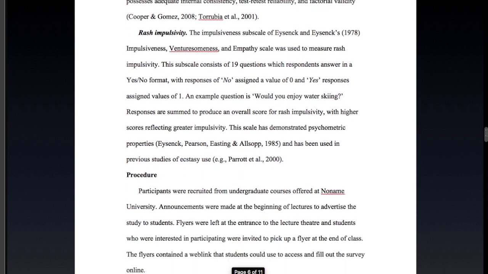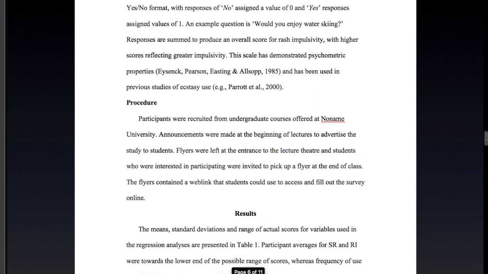So there were a few different materials that we used, and then for some reason here I've gone back to the participants. Participants were recruited from an undergraduate course offered at that university, and announcements were made at the beginning of lectures to advertise the study to students. Flyers were left at the entrance to the lecture theatre, and students who were interested in participating were invited to pick up a flyer at the end of class. The flyers contain the web link.